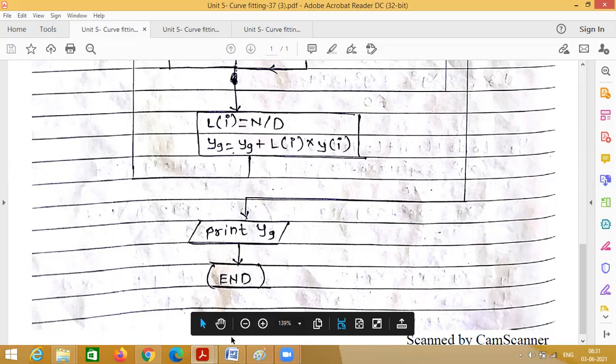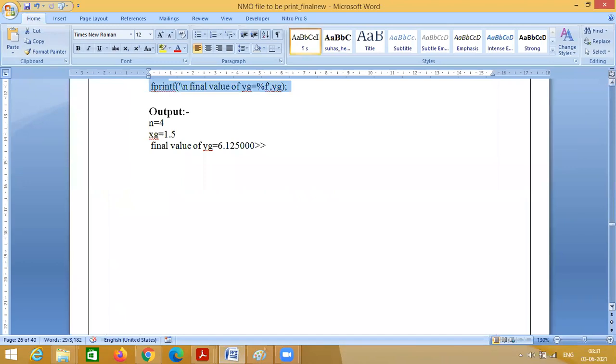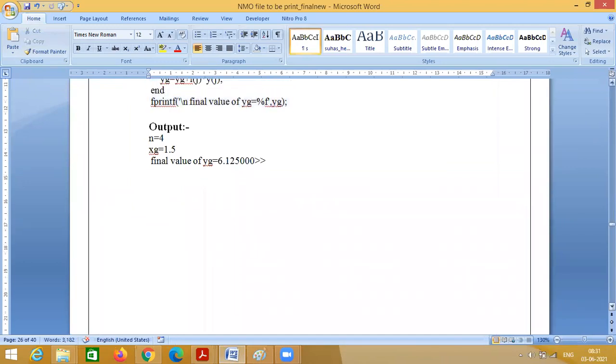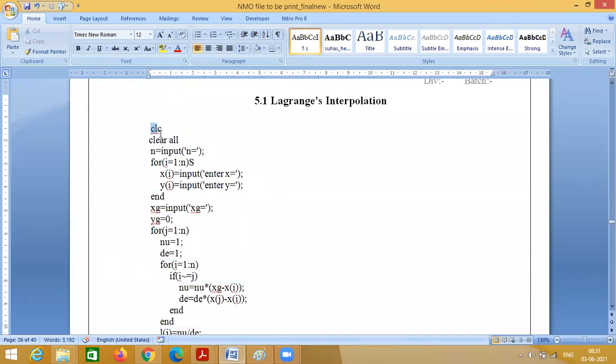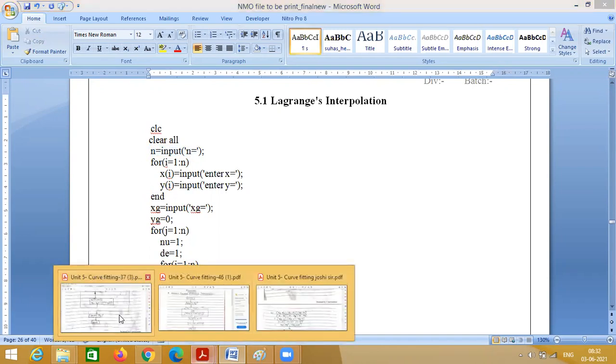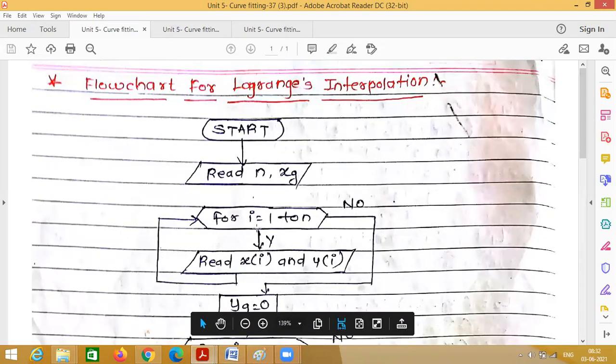Now this flowchart we are going to write in the form of code. So this is the code. Here I'll show you. So first you can start with clc, clear all. Then you can enter the number of readings. So here n is equal to number of readings. Now next thing, just look in the flowchart. What we have to do? We need to define the loop for input the value of x and y.